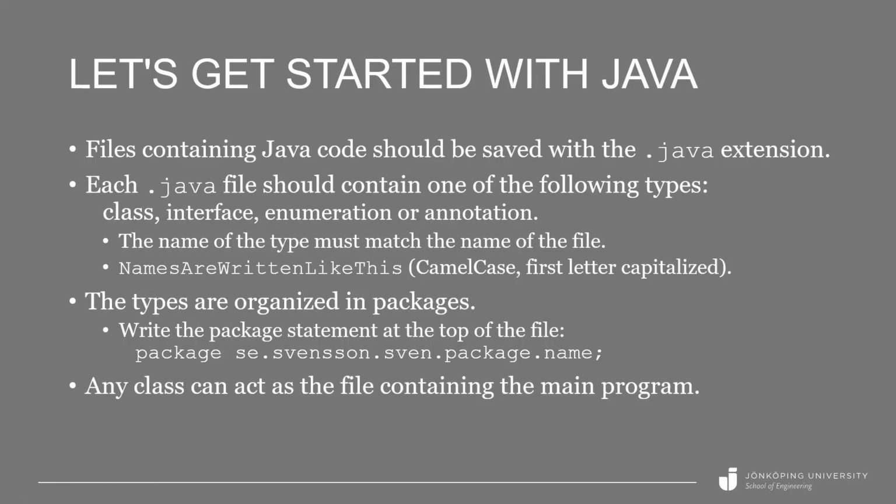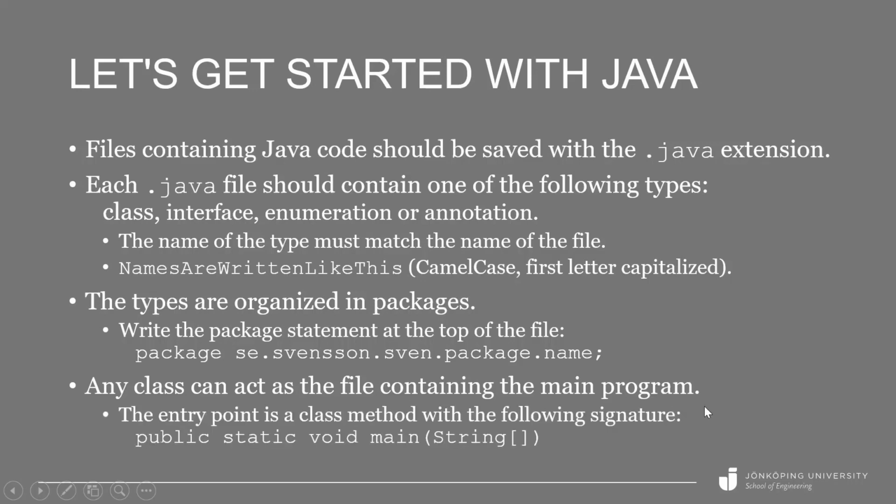So where is the entry point? If our program consists of multiple classes, where is the entry point? Well, any class in our package can act as the file containing the main program, because the class that has this method, or a method with this signature, will be the entry point. So when a user tries to run our package, then the Java virtual machine will look for a class that has a method that looks like this, and then it will call that method.